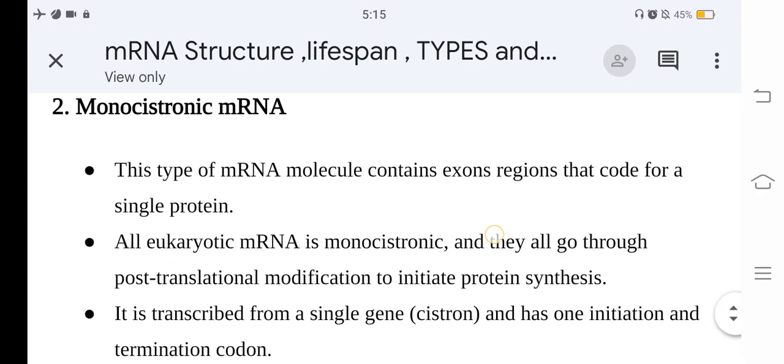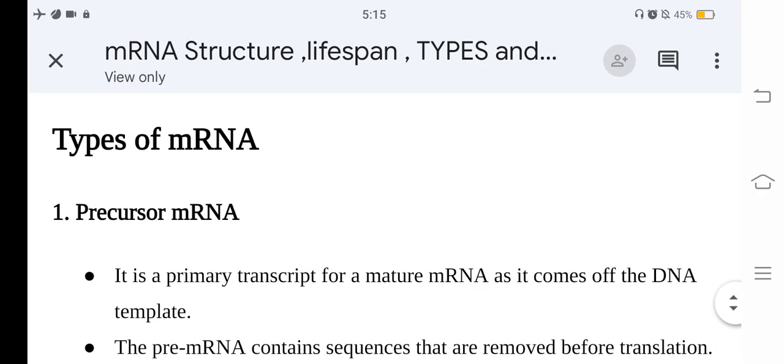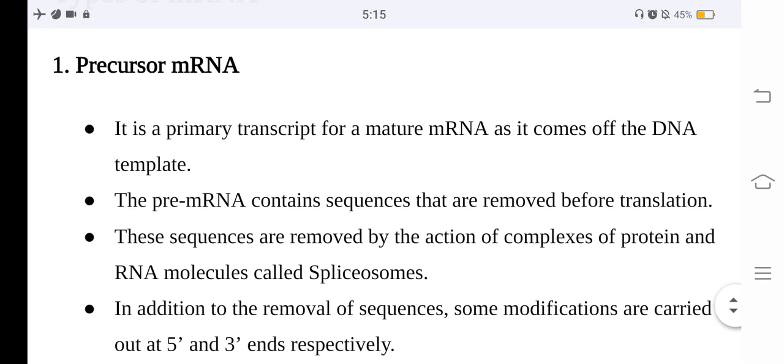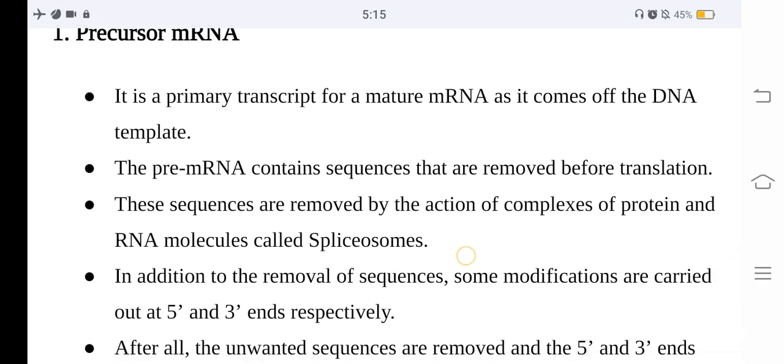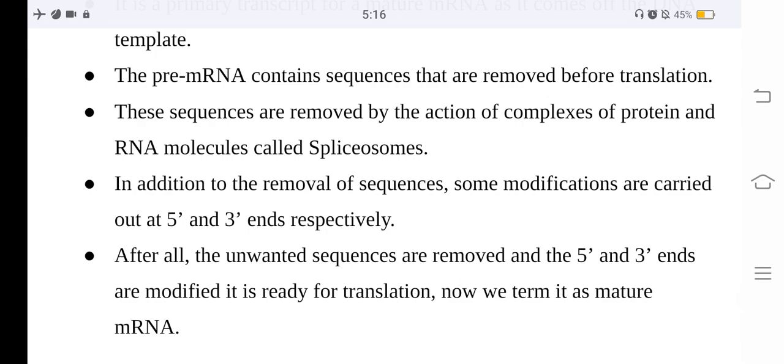So we learned about precursor mRNA. This is the primary transcript for a mature mRNA as it comes off the DNA template. The pre-mRNA contains sequences that are removed before translation. These sequences are removed by the action of complexes of protein and RNA molecules called spliceosomes. In addition to the removal of sequences, some modifications are carried out at the 5' and 3' ends respectively. After the unwanted sequences are removed and the 5' and 3' ends are modified, it is ready for translation. Now we term it a mature mRNA.